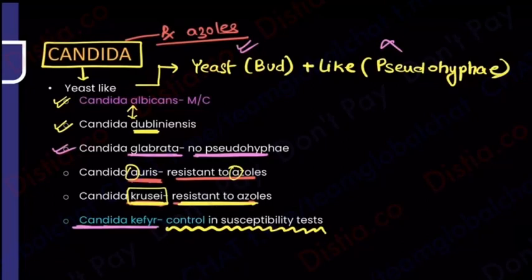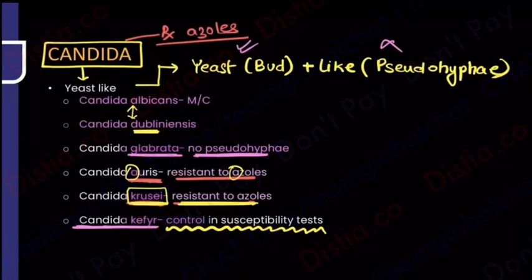Repeating once again, what all do we have out here? We have Candida albicans as the most common. Albicans has a double twin brother, everything the same, that is doubliniensis. Candida glabrata is ghabrana, so it leaves away the pseudohyphae. Candida auris and krusei, cut off from the world, that is resistant. And Candida kefire, kifaiti, it is used as a control.